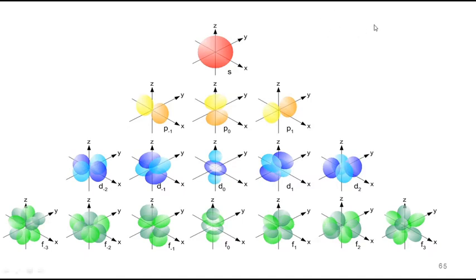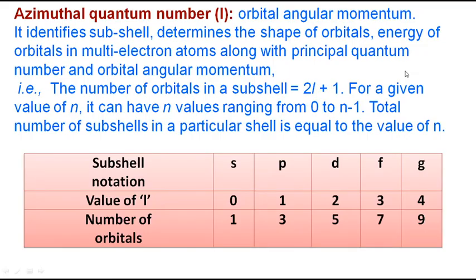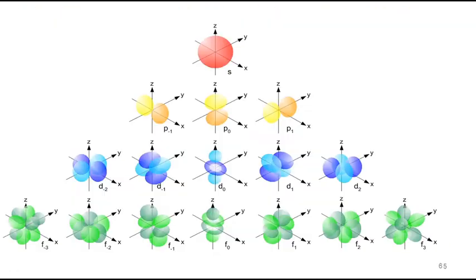When the l value is 0, how many orbitals? What is the name of the orbital? S. When the l value is 0, the name of the orbital is S, and 2l plus 1 number of orbitals it can have. When the l value is 1, it is the P orbital, and it can have 2l plus 1 orbitals. So 2 into 1 plus 1, 3. Very, very important question, all these calculations. Initially it would be difficult for you, but once you understand the concept, it is easy.